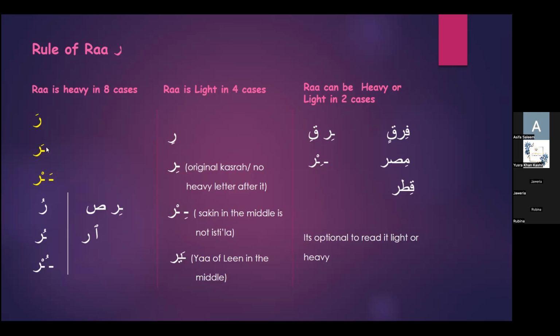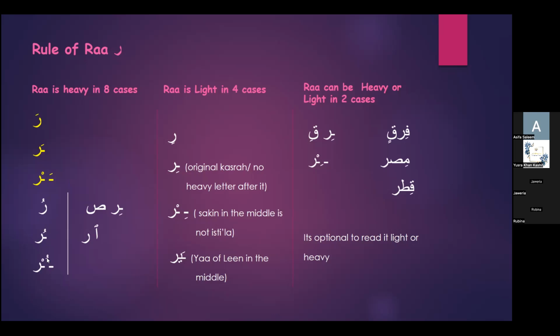Ra sakina with the fatha before it, Marqadina, Maryam. You can see that mim has a fatha and the ra is sakina, so ra would be heavy. If the ra is sakin and the letter before it is a sakin as well, keep going back and look at the letter before it. If it has a fatha, ra would be heavy, like wal fajr, fajr. These were the examples with the fatha.